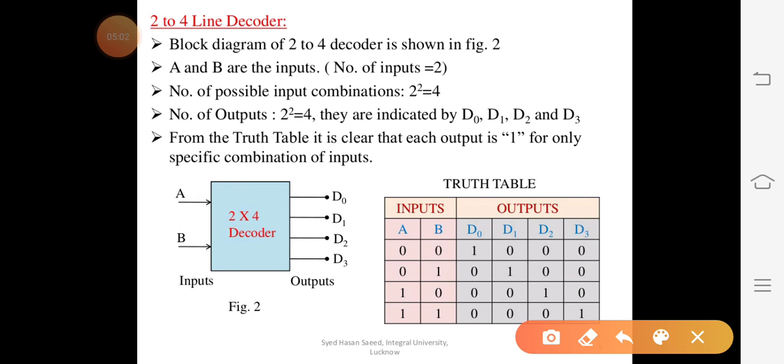Block diagram of 2 to 4 decoder is shown in figure 2. This is a 2 to 4 decoder. How will you say this is 2 to 4? Because here we are passing two inputs. Look here, A input and B input. So that means n number of inputs.